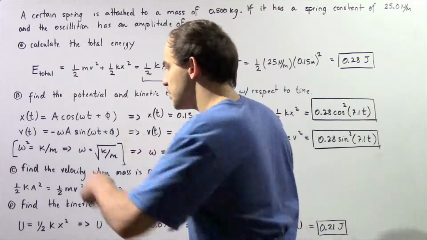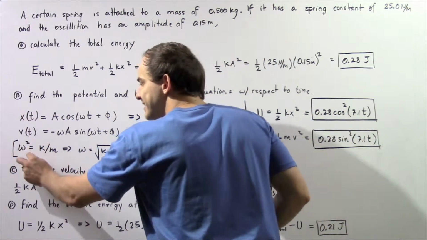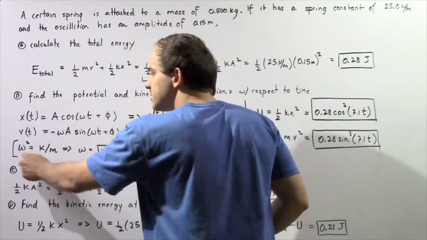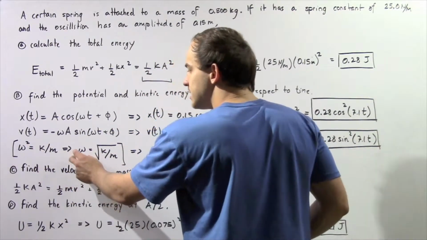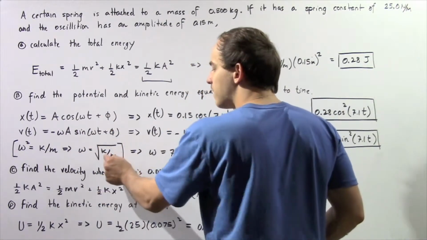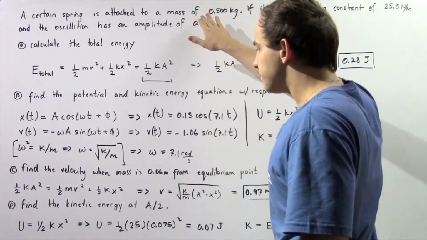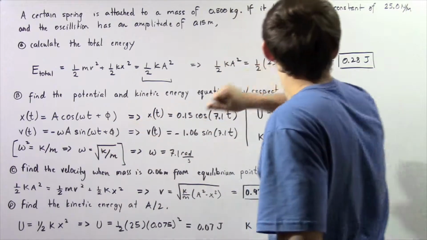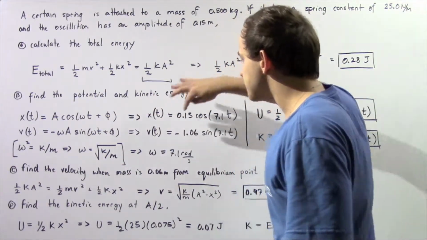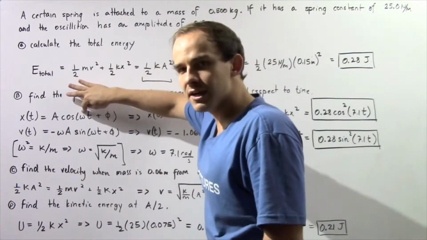So we know this phase angle is 0, we know the A is 0.15 meters, and we can calculate our angular frequency by using the following formula. So angular frequency squared is equal to the ratio of the spring stiffness constant to the mass. So we simply solve for our angular frequency by taking the square root of k divided by m. So our k is 25 and our m is 0.5. So we divide 25 by 0.5, we get 50. We take the square root of 50 and we get approximately 7.1 radians per second is our omega.